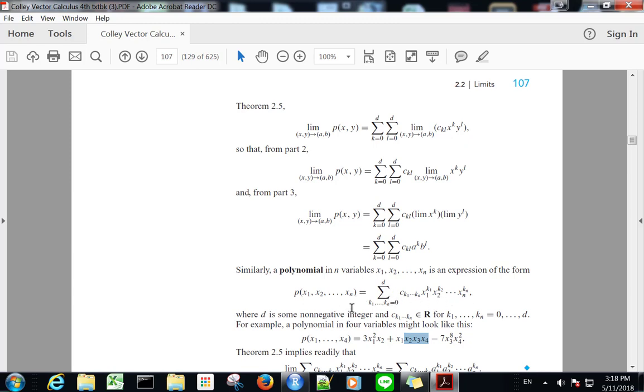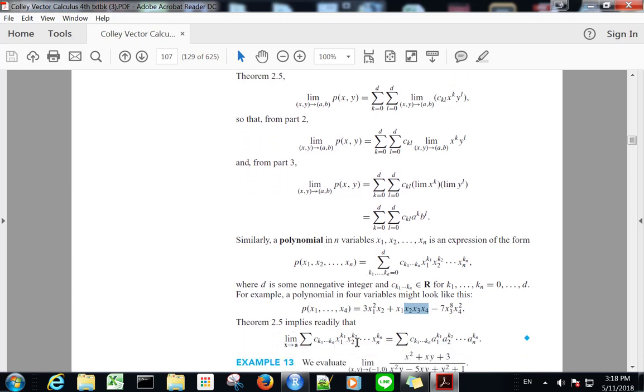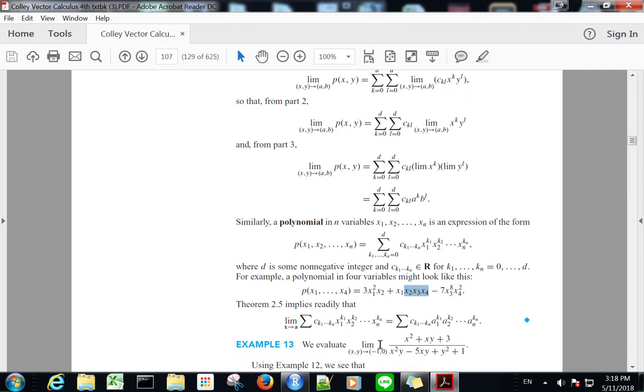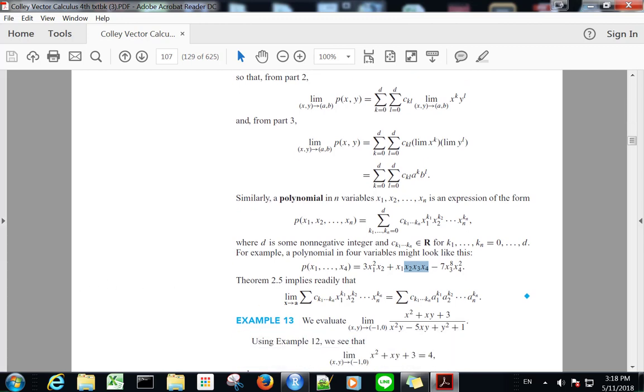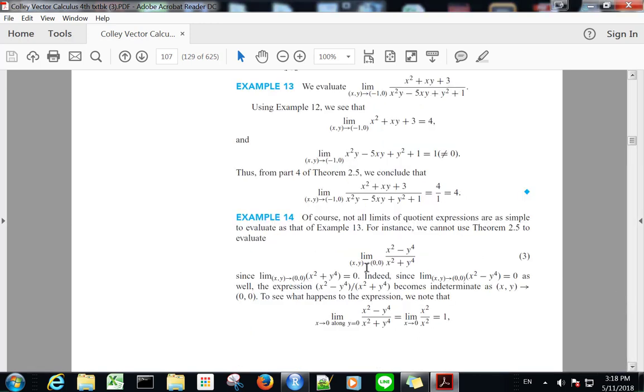And still, when you're doing a limit like this, you can just put in the values a1, a2, a3 for x1, x2, x3, and so on. Okay, let's see. Here we use some of the stuff we used before, plus part 4 of the theorem, which deals with division, because we need division here, and they get an answer. Let's not go through that.